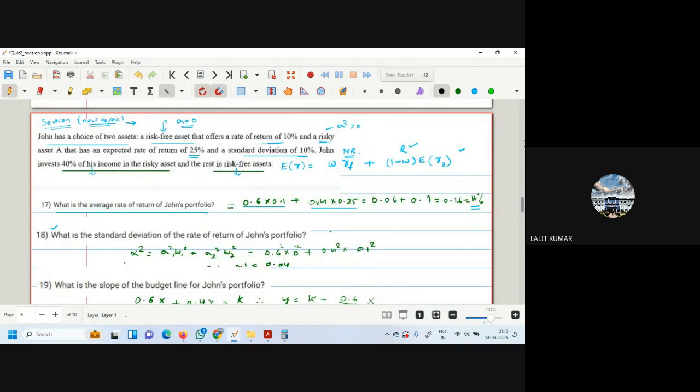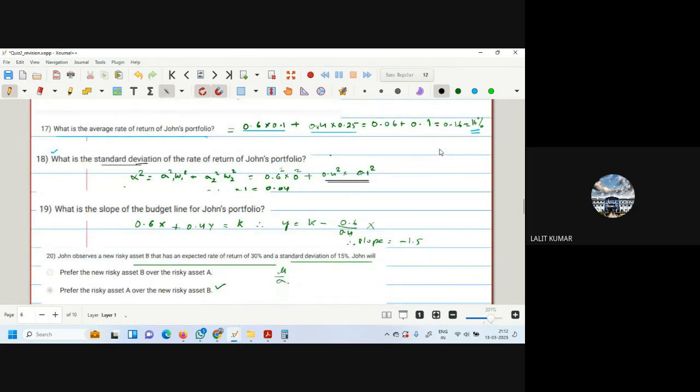So see, it is sigma 1 W1 square plus sigma 2 W2 square, and this second term is 0. So we use only this term: 0.4 square into 0.1 square is equal to sigma square, and we have to find the standard deviation. So it will become 0.4 into 0.1, which is 0.04.